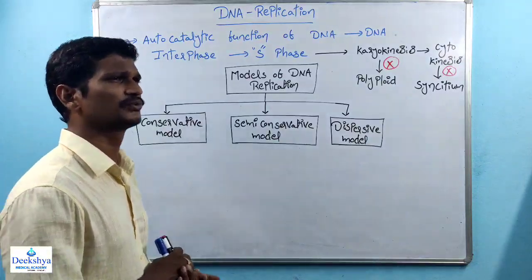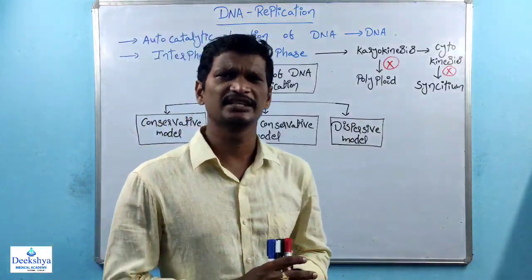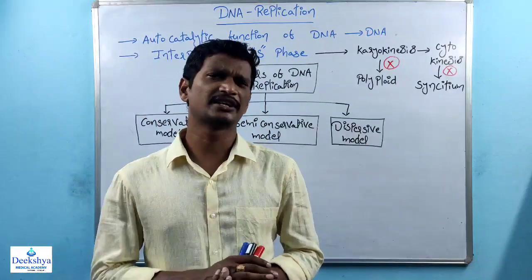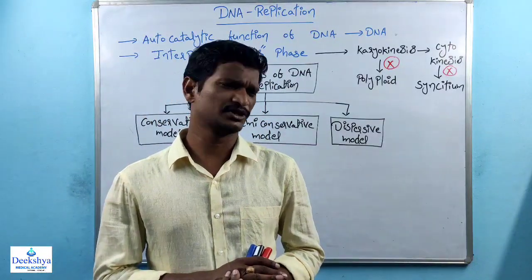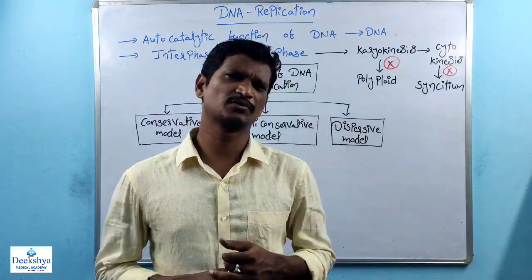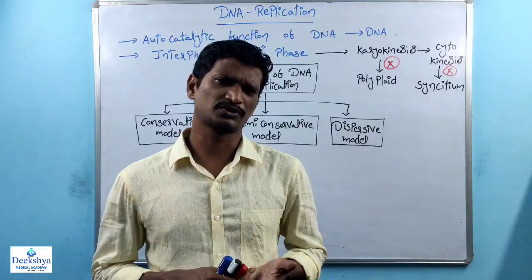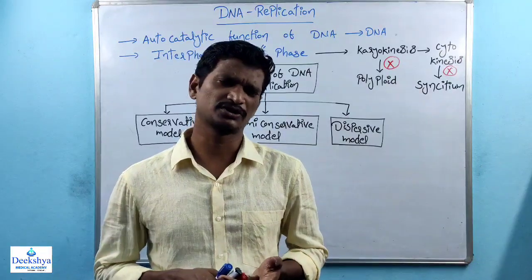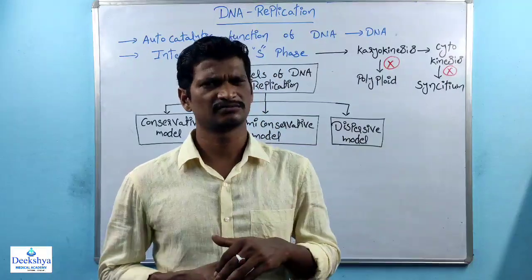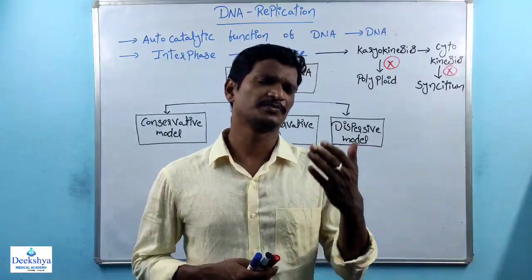In the last year we discussed the cell cycle. Within the cell cycle, two phases are there: the interphase, and the other one is the mitotic phase. We discussed the karyokinesis process and the cytokinesis process in the last year's cell cycle chapter, right?